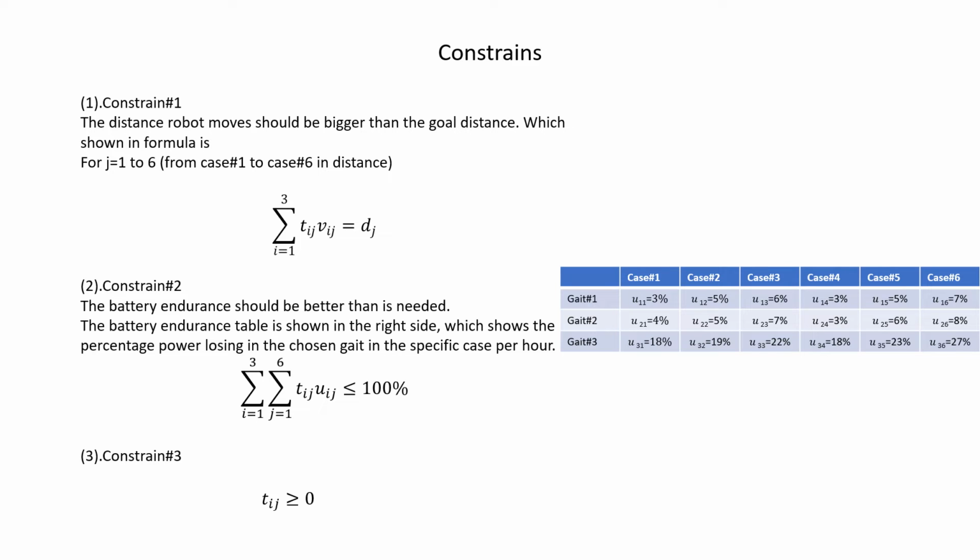The second constraint is battery endurance should be better than the battery power loss. The rate of power loss in gate i case j is shown in the table. So the sum of power loss should be less than 100%, which is an inequality constraint. The third constraint is time should be non-negative, which is a lower boundary for the variables.